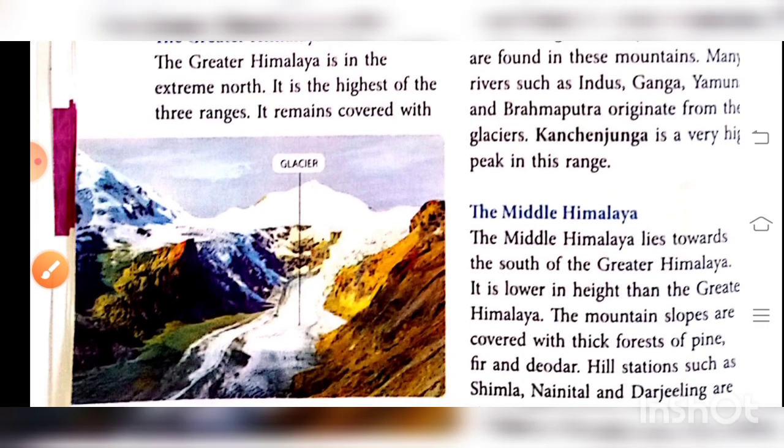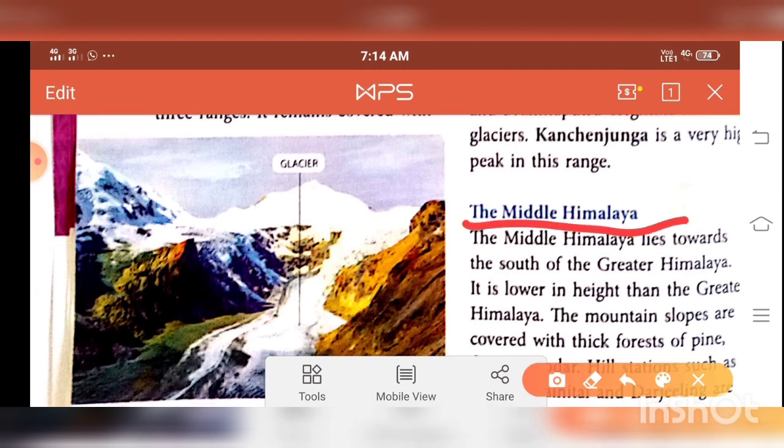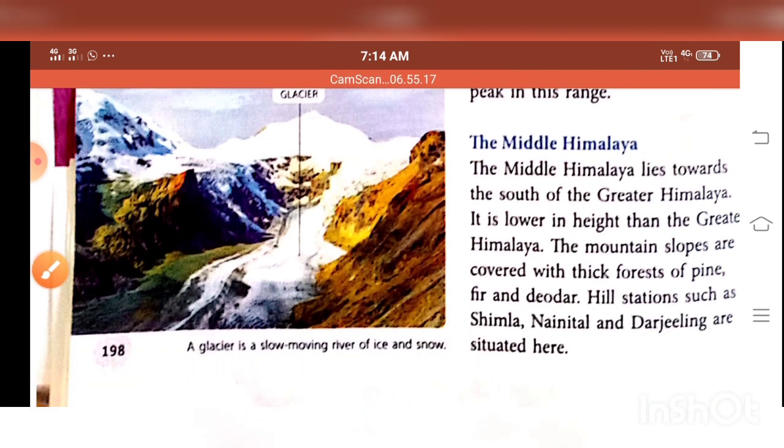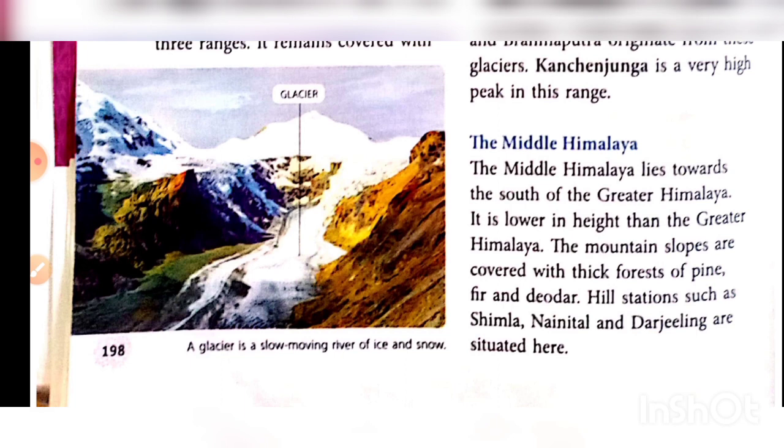Now let us see Middle Himalaya. Middle Himalaya lies towards the south of the Greater Himalaya. It is lower in height than the Greater Himalaya. The mountain slopes are covered with thick forest of pine, fir and deodar. Hill stations such as Simla, Nainital and Darjeeling are situated here.